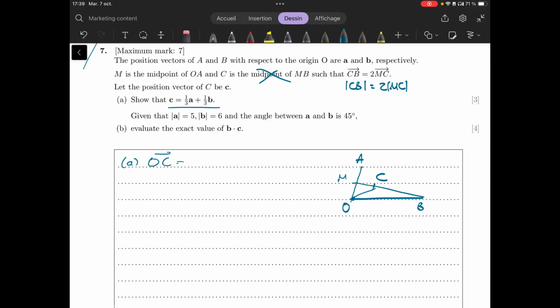So, OC is equal to OM plus MC. From the diagram, we can clearly see that MC is a third of MB. We can also see that MB is OB minus OM.